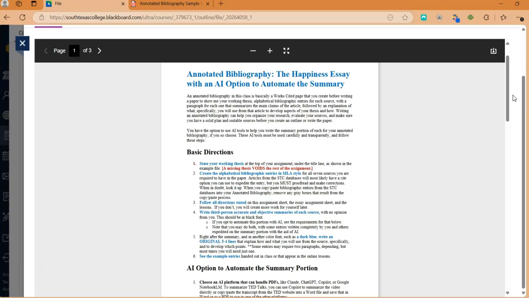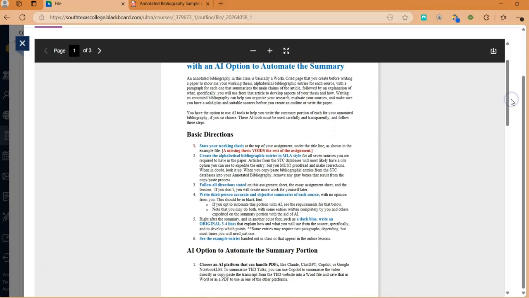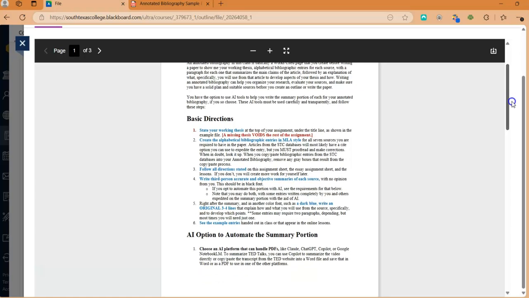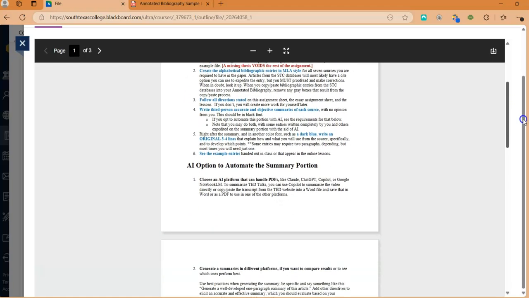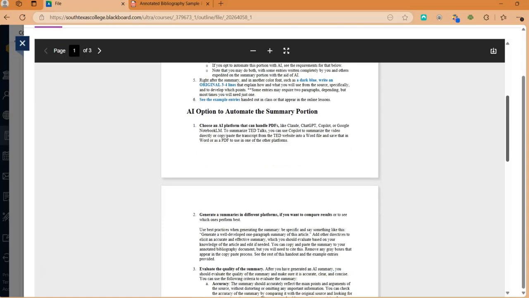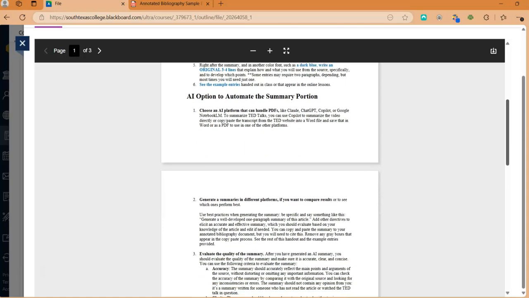very clear, very tight, and that doesn't bounce around and say things like this article talks about this and it talks about that. You have to be able to identify the main upshot and the argument and be able to present that in a very concise manner. So it is an option to automate. If you want to do it by hand, you can, but just make sure that they are accurate.